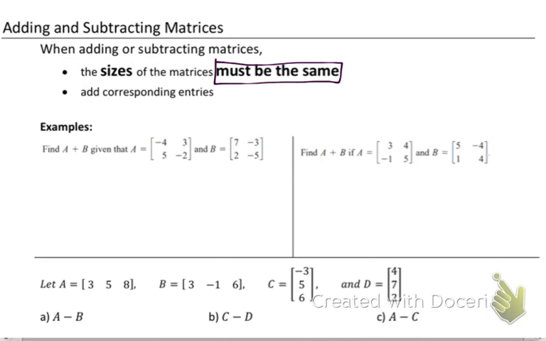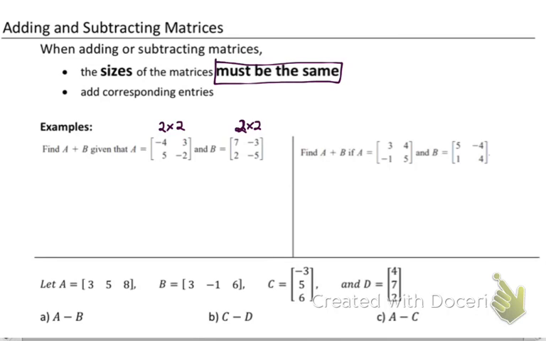Then we're just going to add the corresponding entries. So for example, we're going to do A plus B, where A is this matrix and B is the other matrix. So if A is -4, 3, 5, -2, that means this is a 2x2. In order to add these two, the other one must also be a 2x2, which it is. So just be on the lookout to make sure they're the same size.